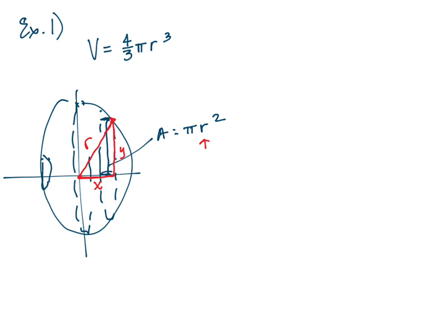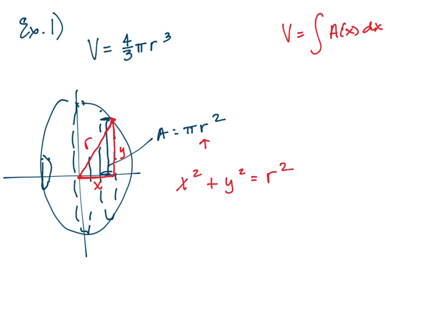How could we find that relationship? How could we define it? Pythagorean. Do you see the right triangle? So the relationship here is x squared plus y squared equals r squared, right? We want to integrate with respect to x in this case because we're saying that volume is going to be the integral of area, A(x) dx.